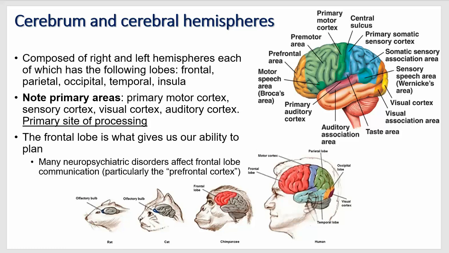So the frontal lobe is what gives us our ability to plan. If you look here, this is the frontal lobe of a cat, which is a little less developed, and in the rat it's even less developed. But in humans, it's very well developed, and that is what separates us from other species, because it's about looking ahead.